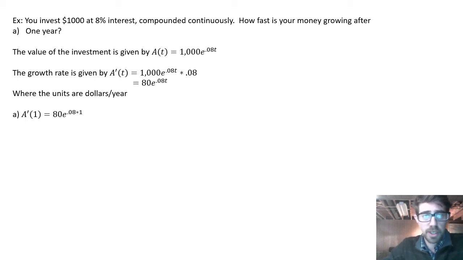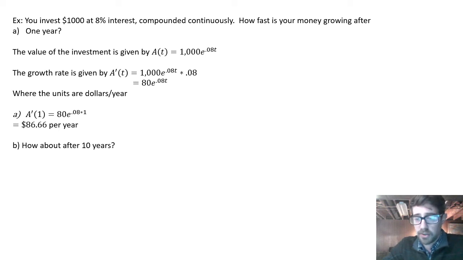So after 1 year, we literally just plug in t equals 1. In that original formula, t is in years. So just 80 times e to the 0.08 times 1. Remember, e is a number, so e to the 0.08 is just some decimal. And obviously, you use your calculator, it's not a very big number, $86.66 per year. So that's how much you're making after the first year at that moment.